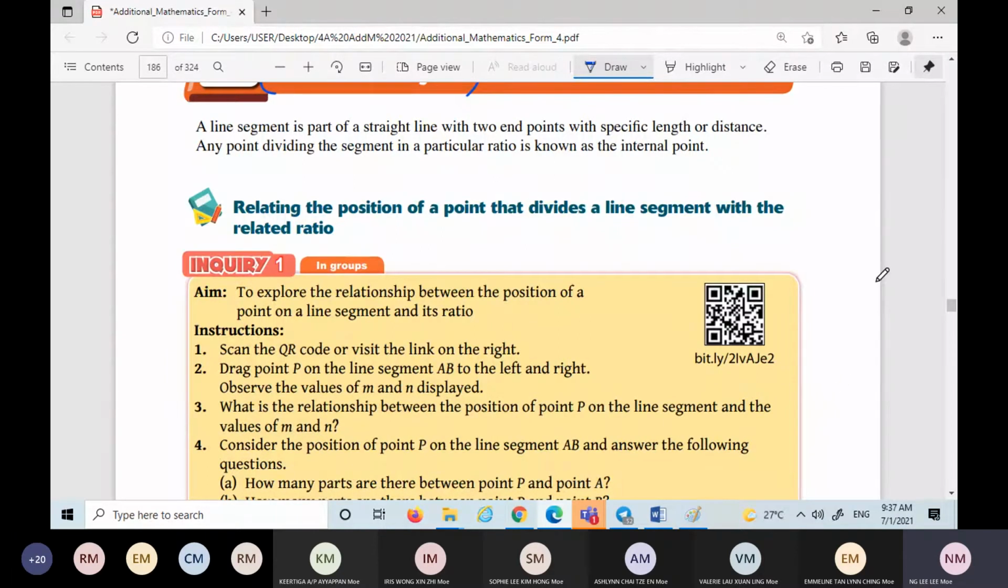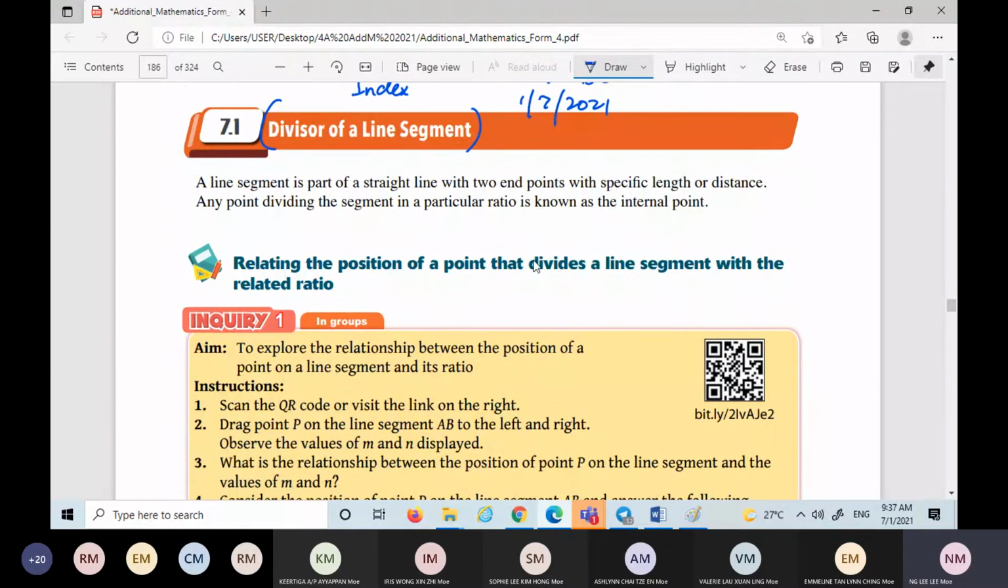Okay, first of all, you have to understand what's the meaning of segment. Let's say you have a straight line, then you have 2 dots. Here we call this a line segment. A line segment is a part of a straight line with 2 endpoints with a specific length or distance. Any point dividing the segment in a particular ratio is known as an internal point. For example, you have another point here. This point we call the internal point. Usually the internal point is in between the 2 endpoints of the line segment. So this is a line segment.